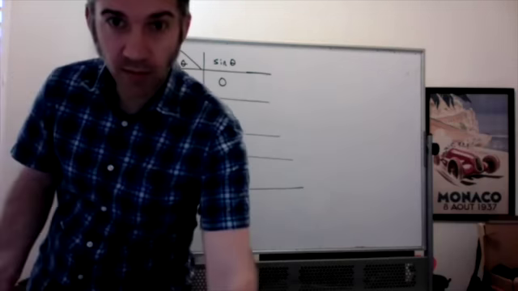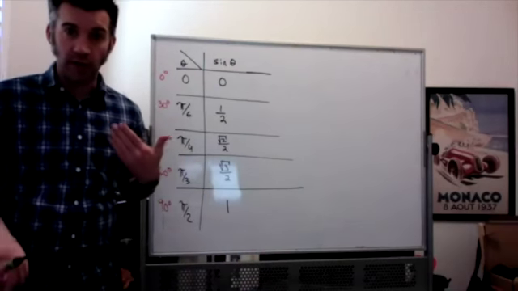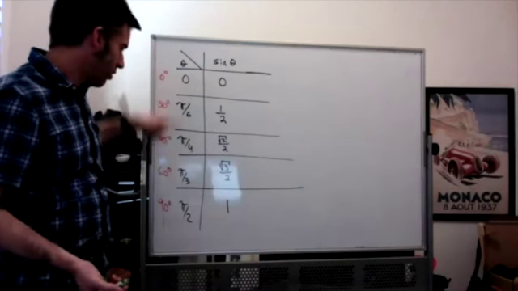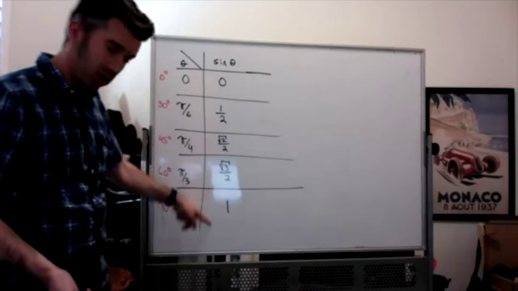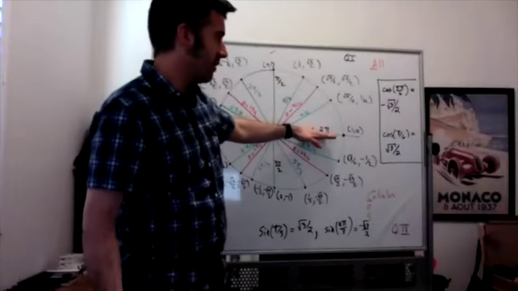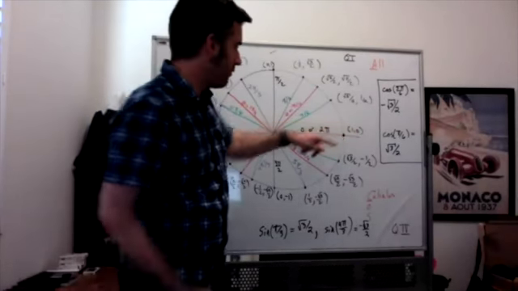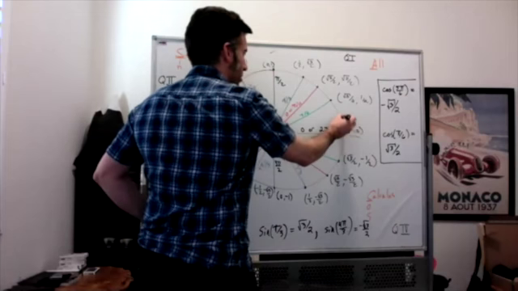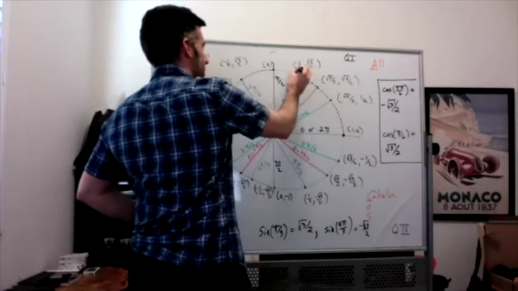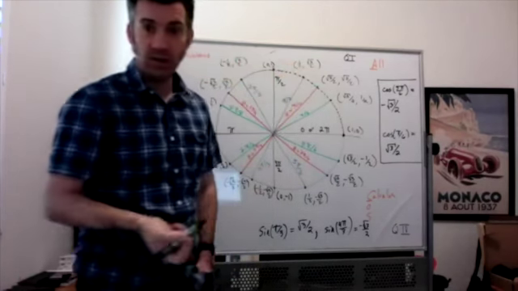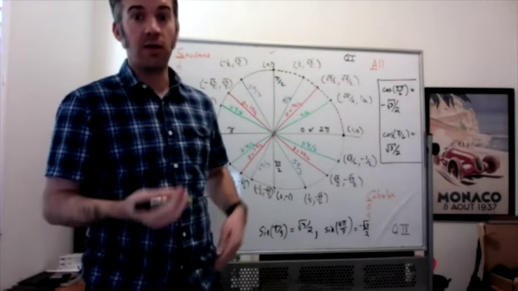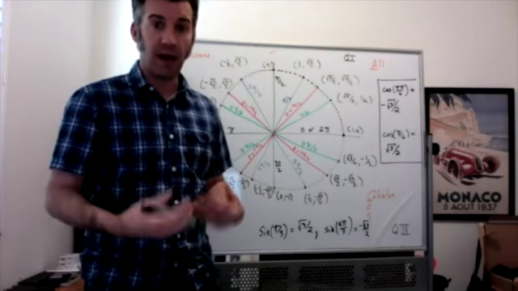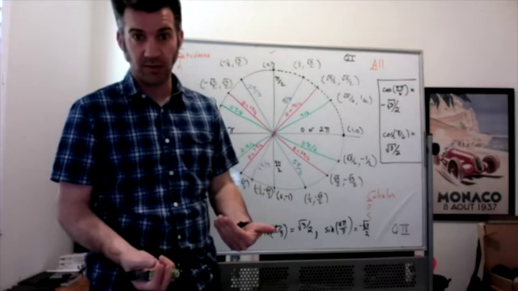Something to think about is that in the first quadrant, as the angle gets larger, the sine value gets larger, which makes sense because in the first quadrant, the sine value is the y coordinate. And as you go from here to here, the y value is always getting bigger. So in the first quadrant, bigger angles mean bigger sine values.